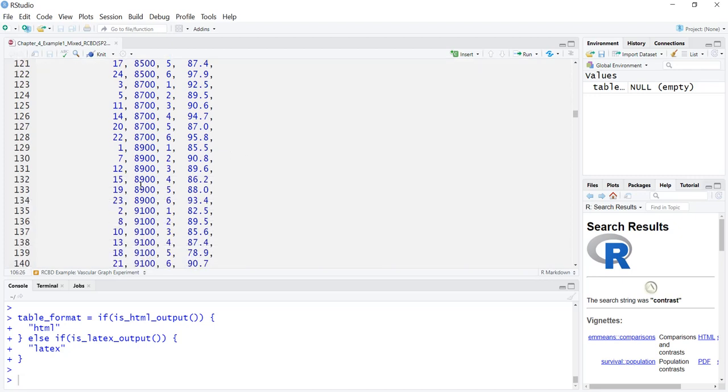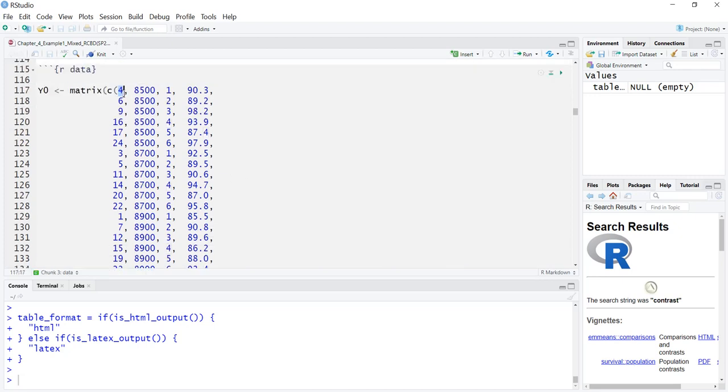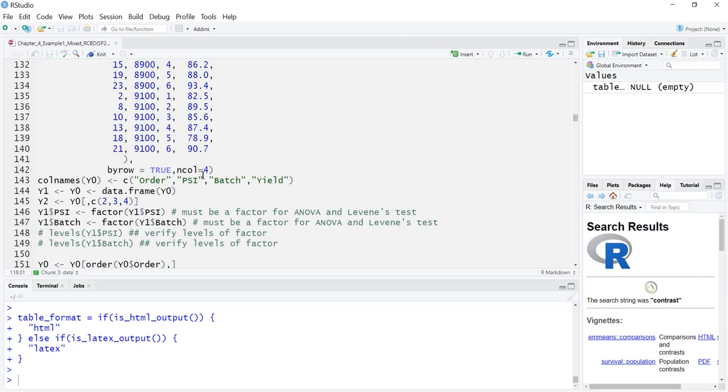I've lined it up. The first column is the random order. And then I have the extrusion pressure, then I have the batch of material, and then I have the actual yield in percentage. So this has 4 columns, so I need to make sure, 1, 2, 3, 4, that I change ncol to 4, and then I need to change the column names to make sure they match exactly what I have.